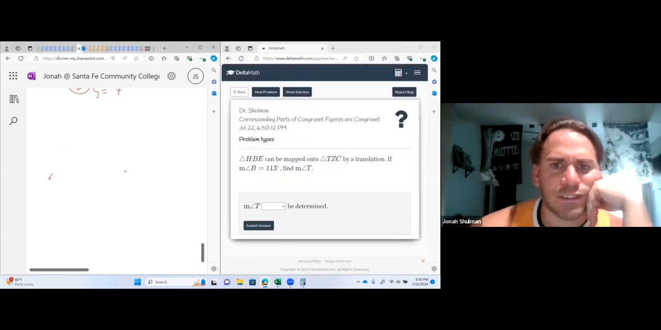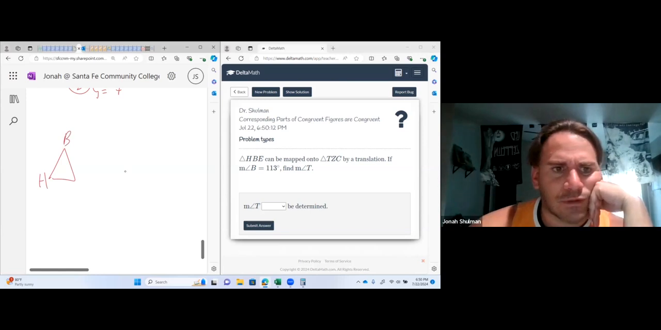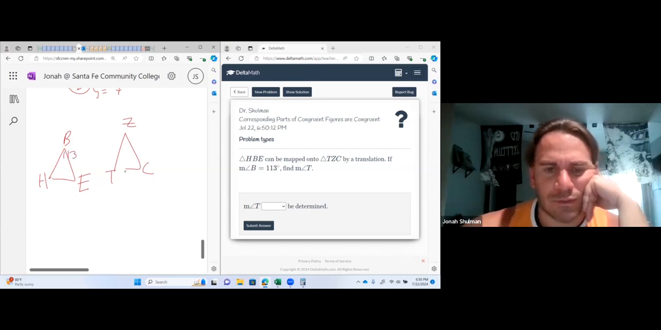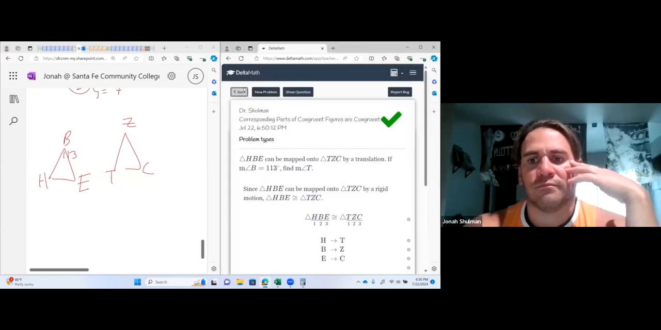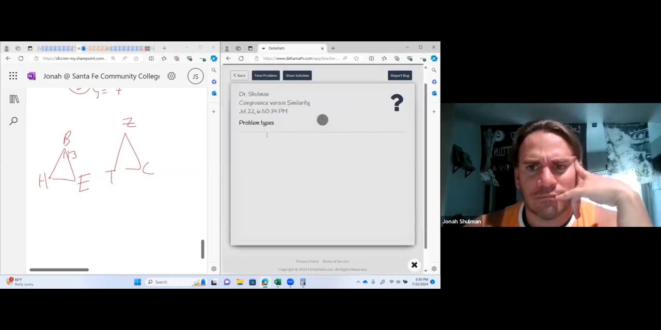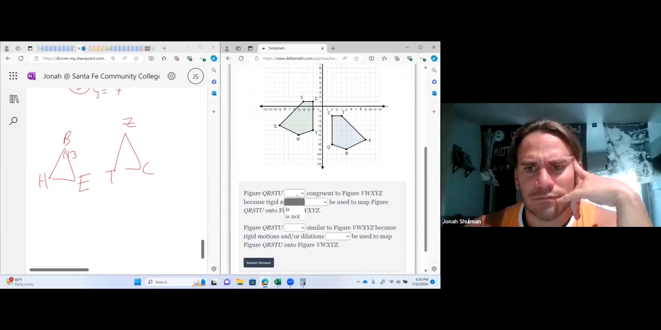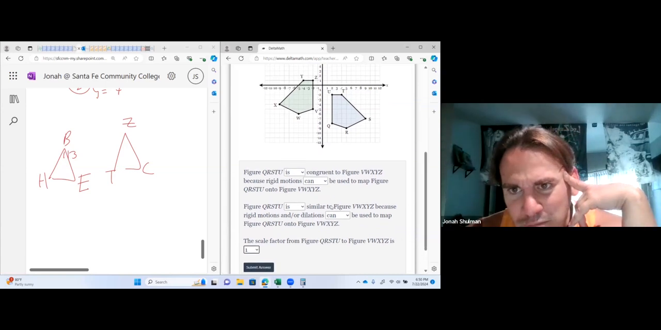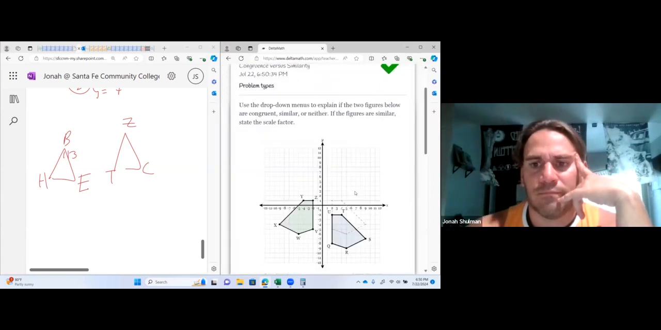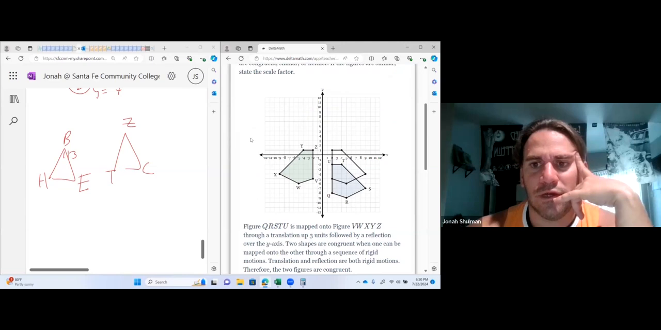Okay, so we have HBE matches to TZC. B is 113. T, we can't figure it out. We can only figure out C, so we cannot determine this. These are similar. So it is congruent and it is similar because it can be matched. And so the scale factor is just 1 because they're exactly the same. Are they exactly the same? They look exactly the same. Ta-da!